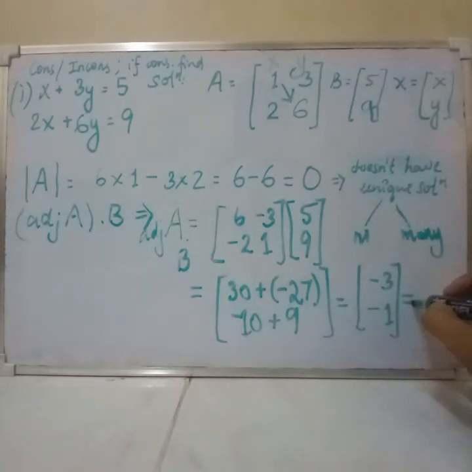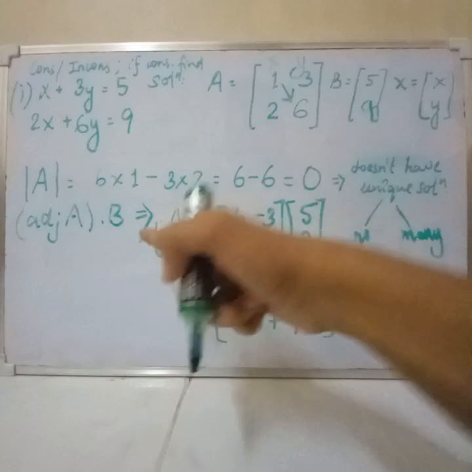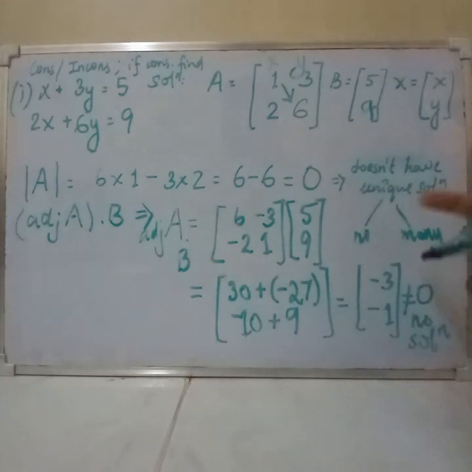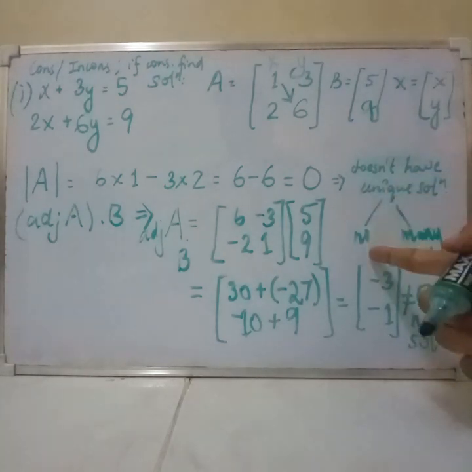So the resulting matrix is not a zero matrix, right? It is not equal to a zero matrix. And when adjoint A times B is not equal to the zero matrix, the system has no solution. That means the given set of equations is inconsistent.